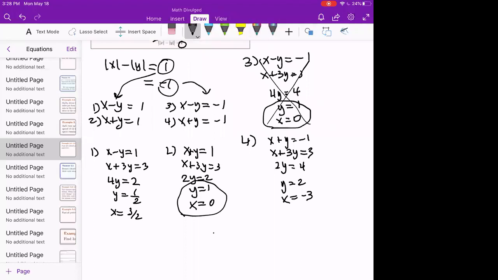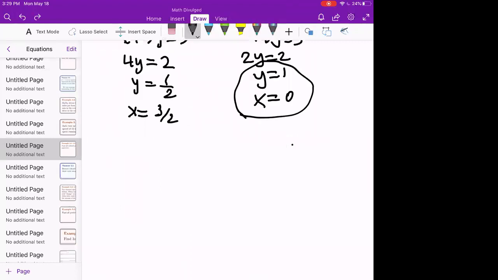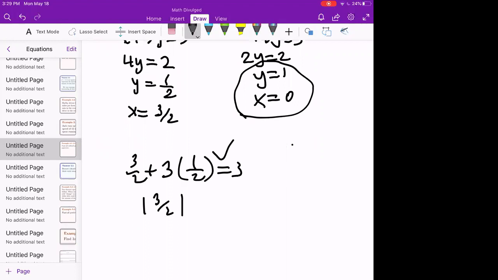And now we go ahead, plug back in all of the cases to make sure they work. So let's say we plug 1/2, 3/2 in. If we plug that back into the original equation, we get that 3/2 plus 3 times 1/2 is equal to 3. That's right. And then the absolute value equation, absolute value of 3/2 minus the absolute value of 1/2. The absolute value of that is equal to 1. So this is just 1. The absolute value of 1 is equal to 1. This is also right. So this one works.